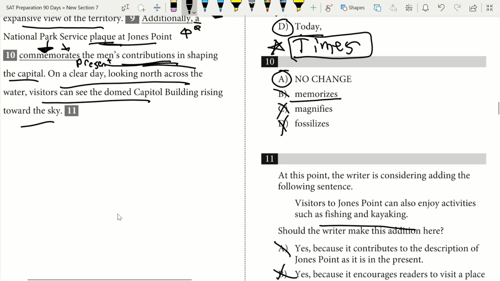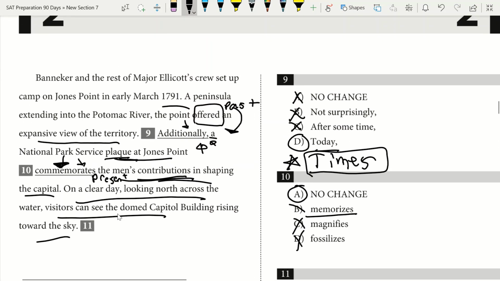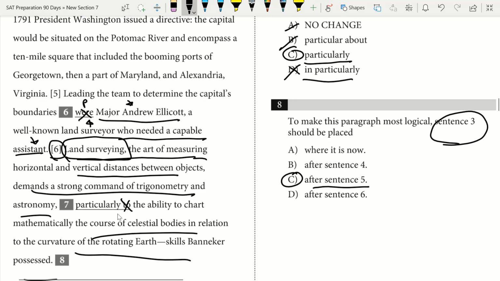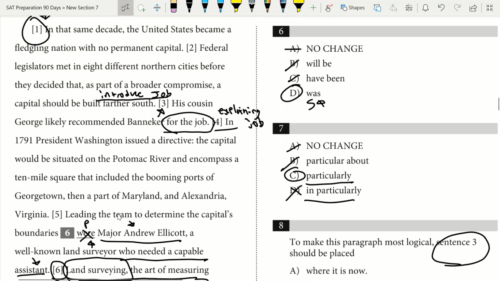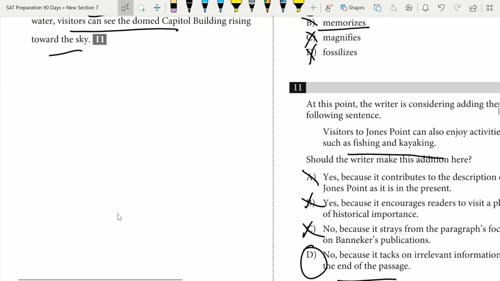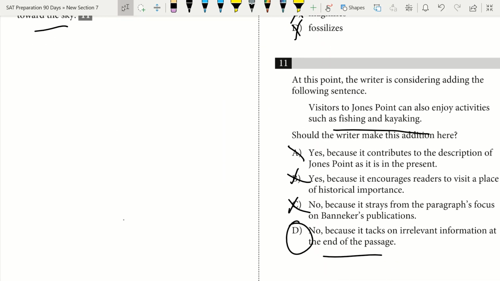So how did I get to D so quickly? Well, the only point in us talking about this National Park Service plaque was in discussion of this journey that was made with the Capitol and creating the border and everything that happened with Ellicott and all of them. We're not focused on what this park has to offer as far as activities. That's really unrelated and irrelevant.